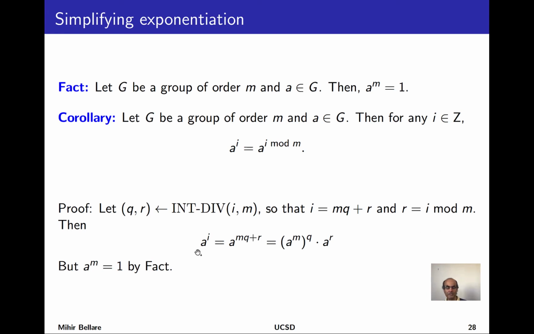Now look what happens when I raise A to the i. Of course, it's A to the m q plus r, which by our usual rewriting can be put like this. But A to the power m by the fact is just 1. So this is 1 to the q, which is 1, and goes away. And we're left with A to the r, and r is i mod m, so that's the claim of the theorem.